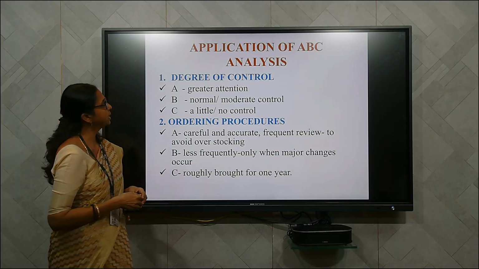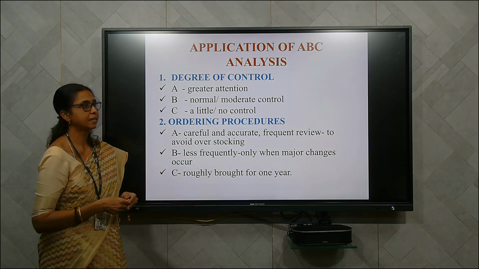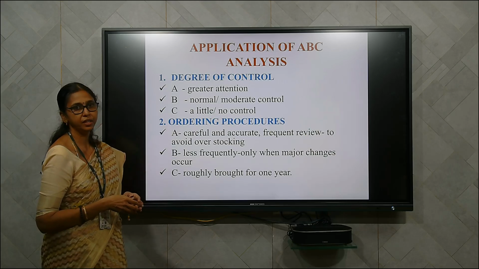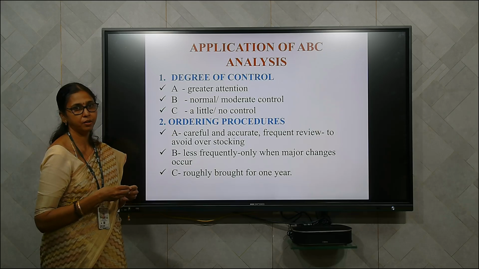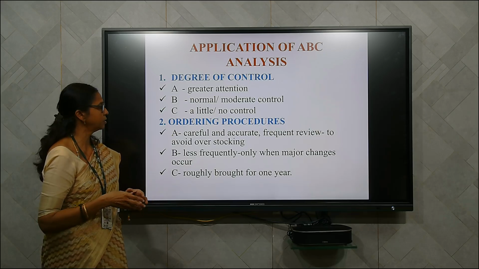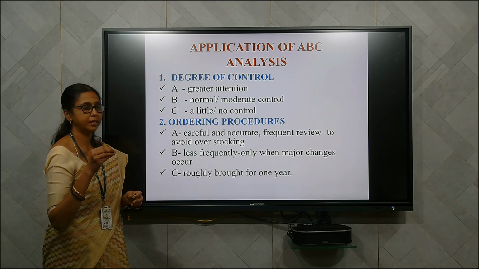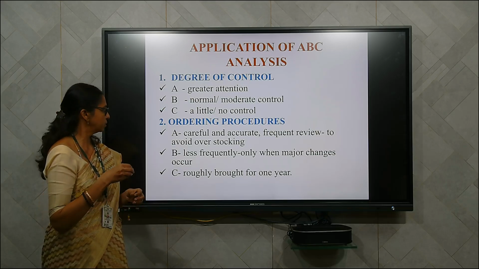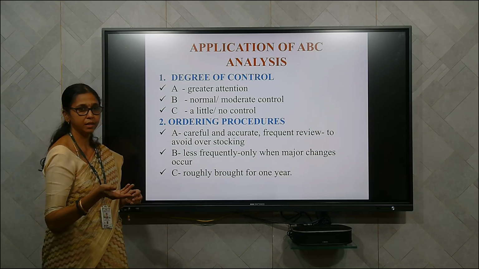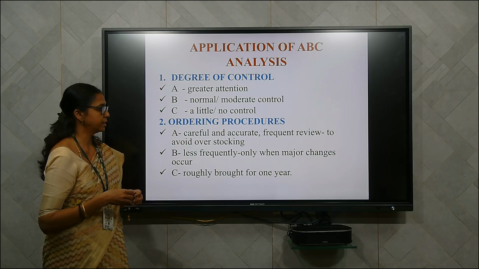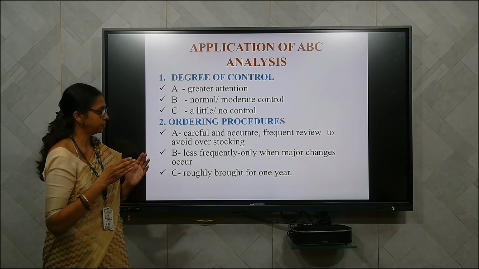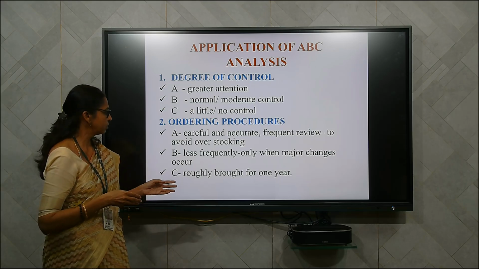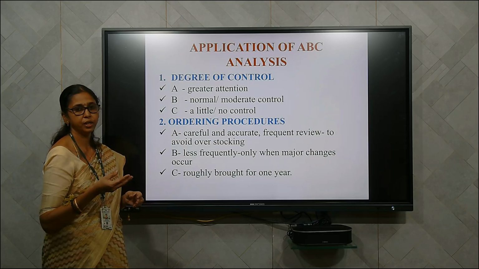So what are the applications of ABC analysis? The degree of control can be easily planned. A may get greater attention, B normal and moderate control, and for C not much control is needed. Next, the ordering procedure. For A items we have to be very careful, very accurate, and order very frequently, with no overstocking as well as no understocking. B is ordered less frequently, only when major changes occur, once in 3 months. C items can be bought even once a year.